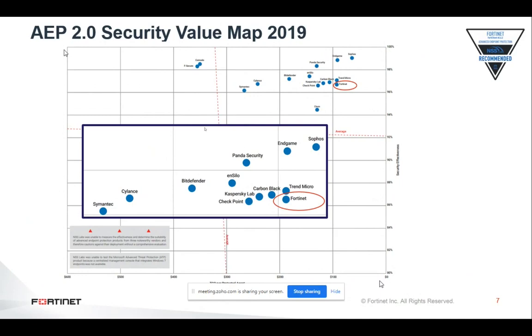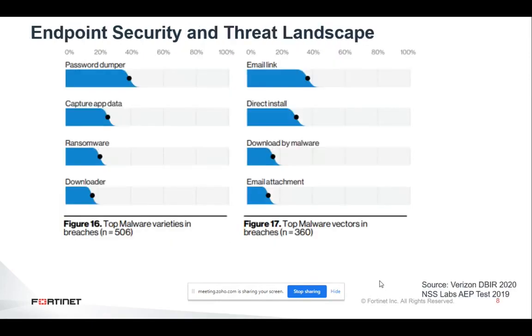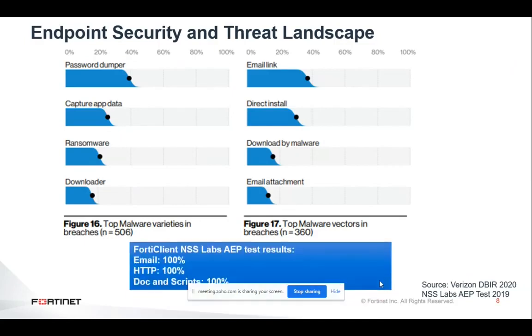And even our TCO is very low, and we have proven resistant to all evasion techniques with zero false positives. According to the 2020 Verizon Data Breach Investigations Report, email and web are the main infection vectors, and attackers now favor document and script-based attacks. The good news is that FortiClient is extremely effective in detecting and blocking these types of attacks and achieved a 100% score in the 2019 NSS Labs results.